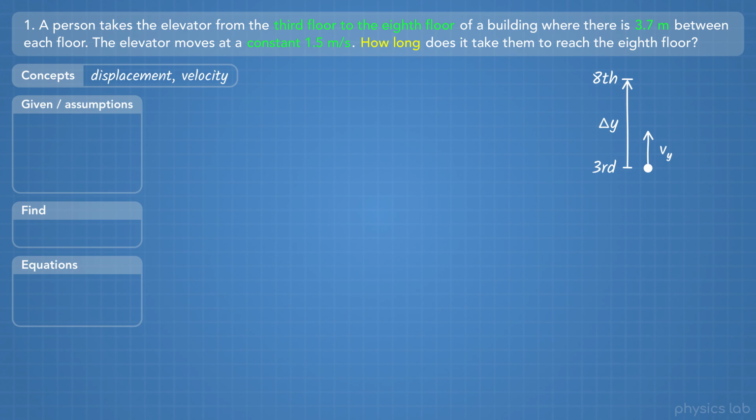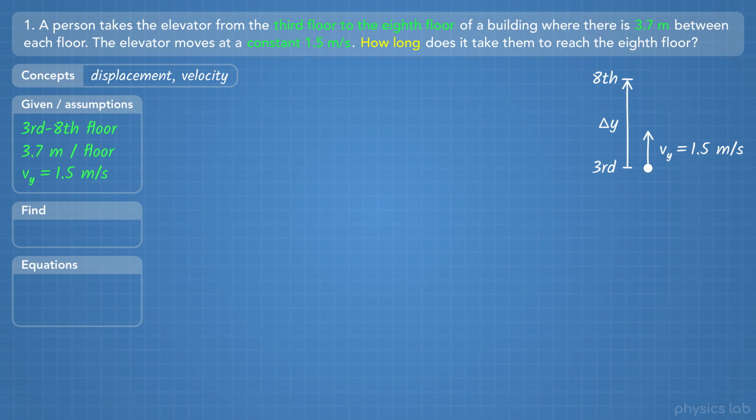Most of the time, this will just be variables and their values, but let's write all of the information we're given. The elevator is moving from the third floor to the 8th floor, and we're told there's 3.7 meters of height per floor. We're also given a velocity of 1.5 meters per second. You can write the given information in the picture or on the side like this.